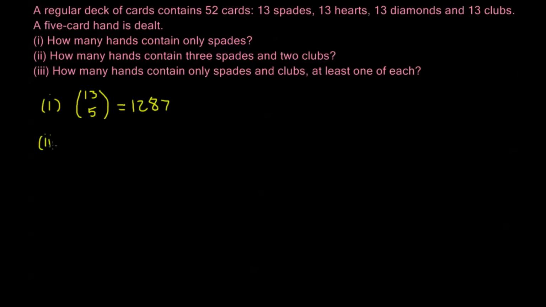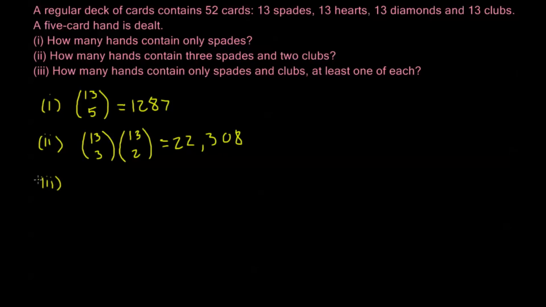Now for the second part, how many hands contain 3 spades and 2 clubs? Well, I know that there are 13 choose 3 ways for me to choose 3 spades. And for every one of these choices, I can make a hand of 5 cards with any 2 clubs, and there's 13 choose 2 ways for me to choose those 2 clubs. Working this out is something you can do on your own. There's going to be 22,308 ways for you to deal a 5-card hand that has 3 spades and 2 clubs.